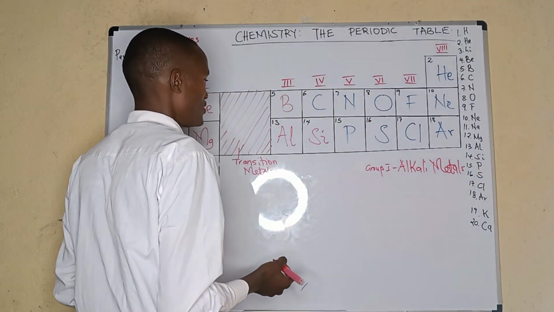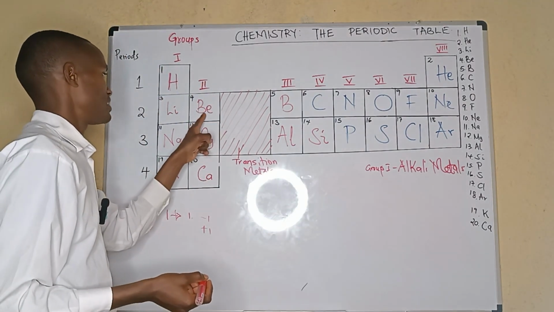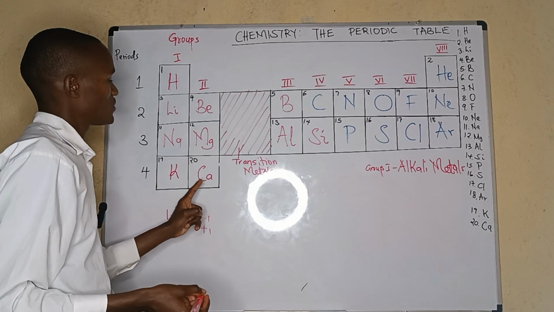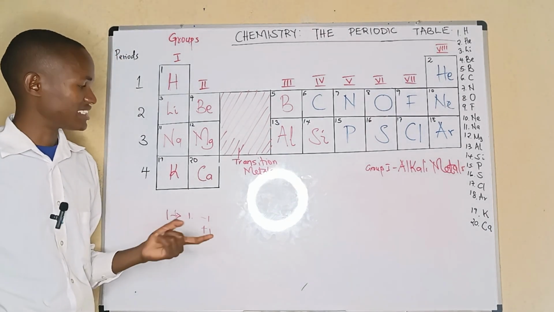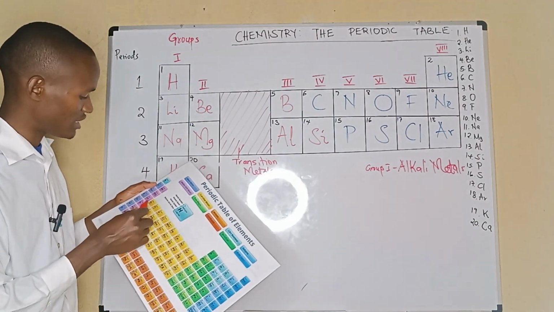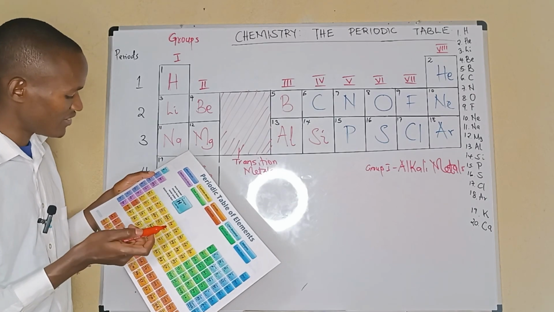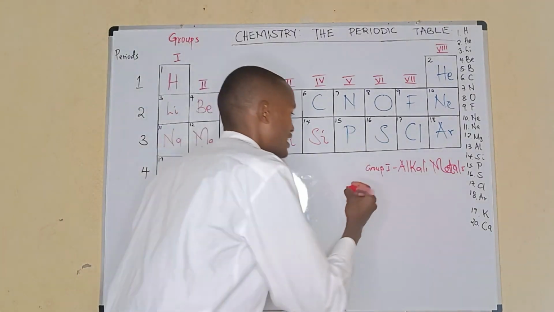Alkali metals, group 1. Then we have group 2. This group 2 also has a name. We have beryllium, magnesium, calcium. After calcium, we have strontium, barium, radium. Those metals are called alkaline earth metals.